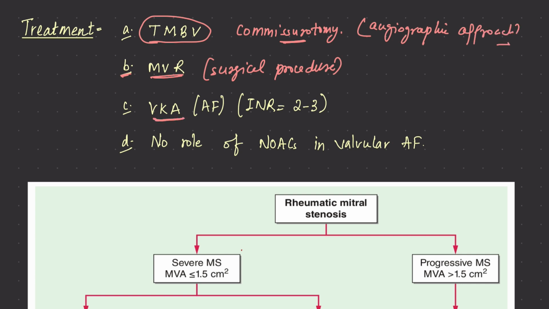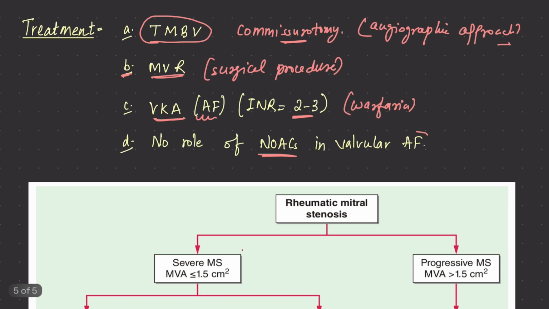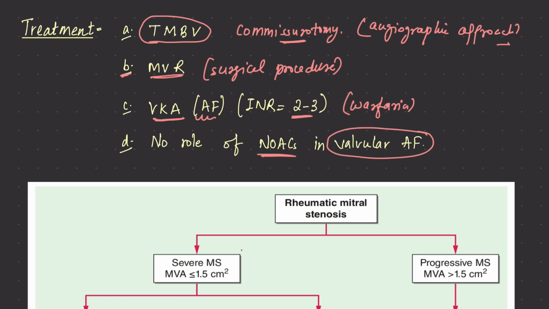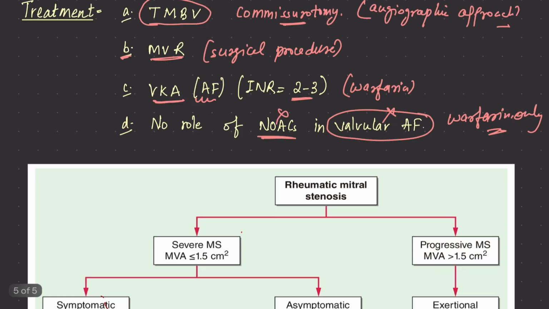Then third is a vitamin K antagonist. If there is atrial fibrillation, we use warfarin with a target INR of 2 to 3. No role of novel oral anticoagulants like dabigatran, apixaban, edoxaban, rivaroxaban in case of valvular AF. Right? In valvular AF, we use warfarin only. No role of NOACs.